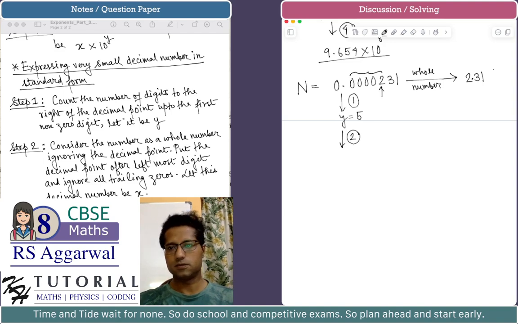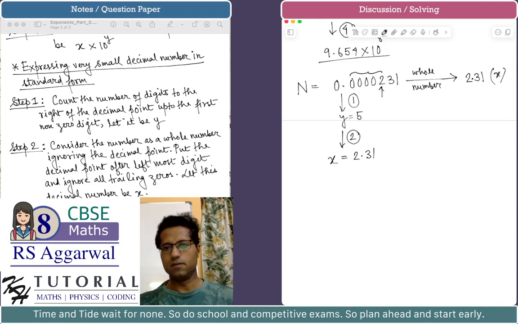This is x. So after step 2, I got x equal to 2.31. So what was step 2? You have the original number, the given very small number. You consider the number as a whole number by ignoring the decimal point. So if I do that, the number will be some beginning zeros and 231. And we know that in a whole number, any zeros to the extreme left do not make any sense. So we ignore them. So the whole number becomes 231.